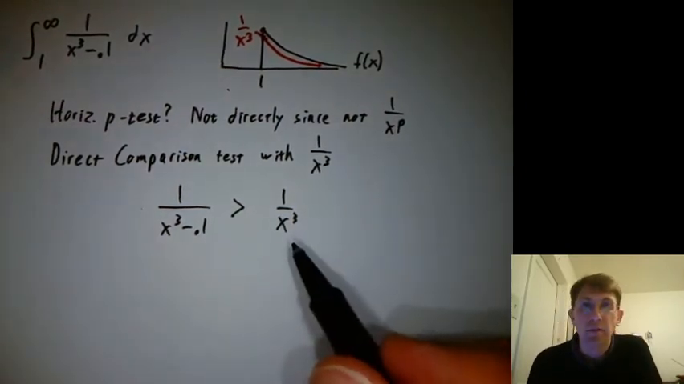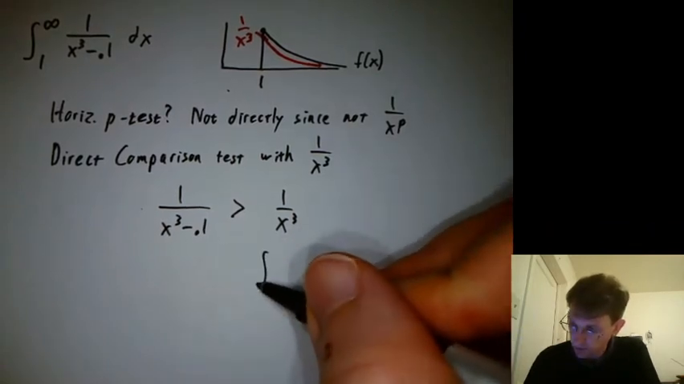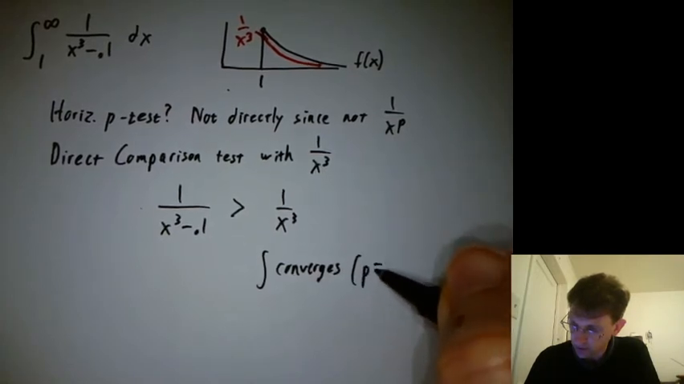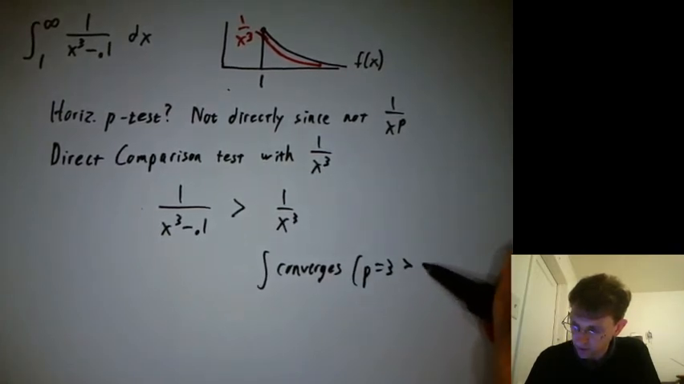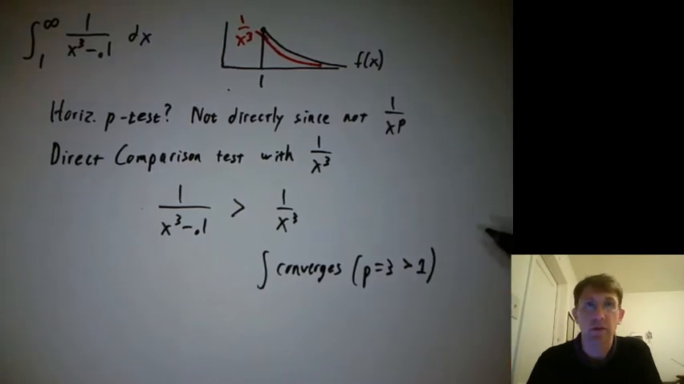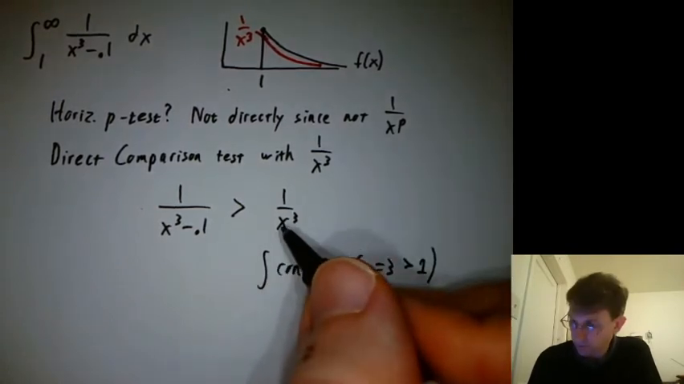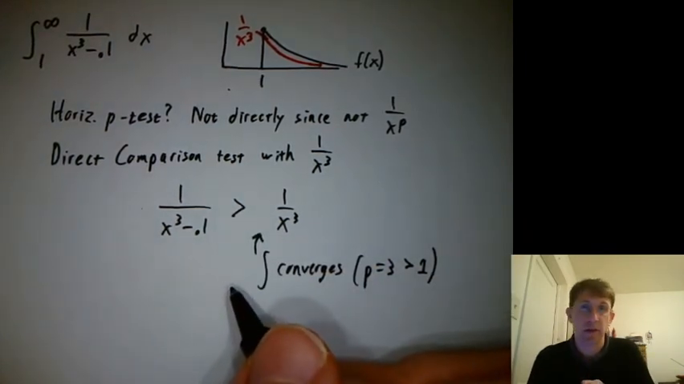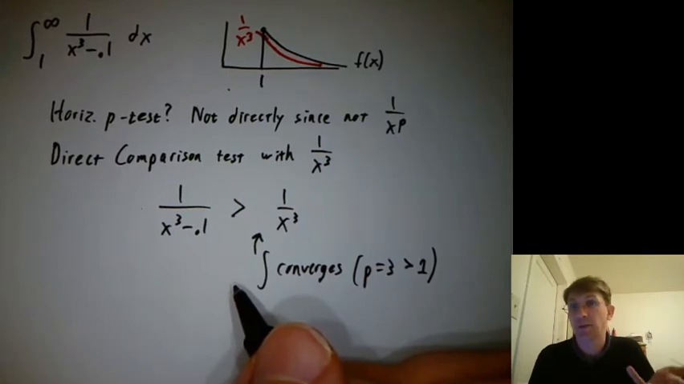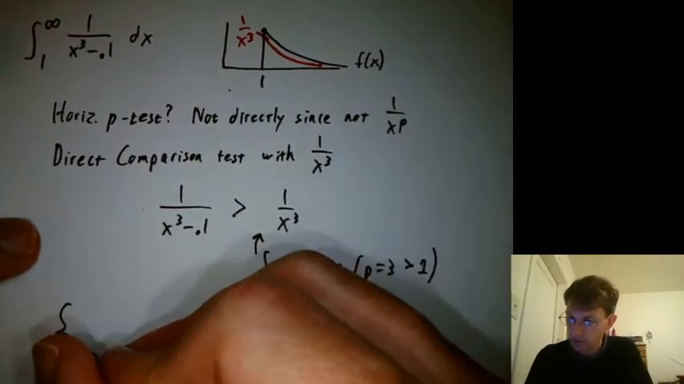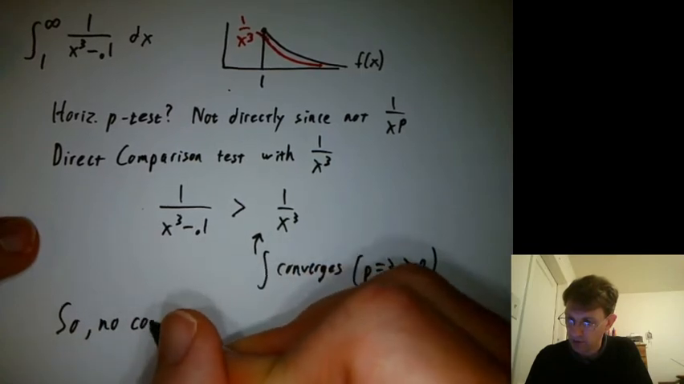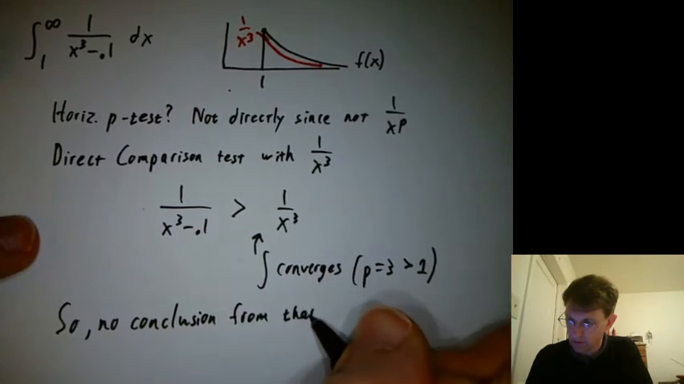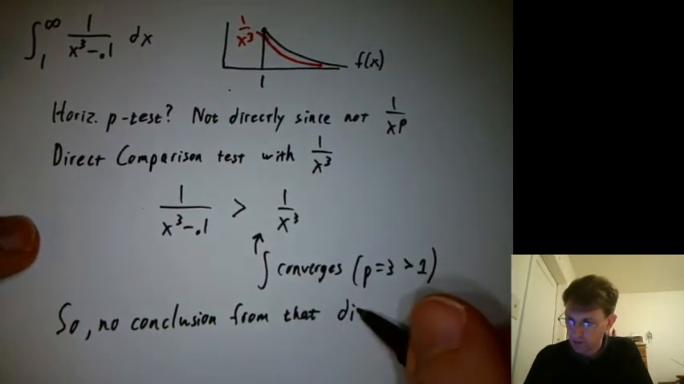And then what? This integral is convergent, right? Since p equals 3 is greater than 1, which is the cutoff for a horizontal p-test. So this integral is larger than a convergent integral, which tells us nothing. Maybe it's so much larger it's infinity. We don't know. So no conclusion from that direct comparison.